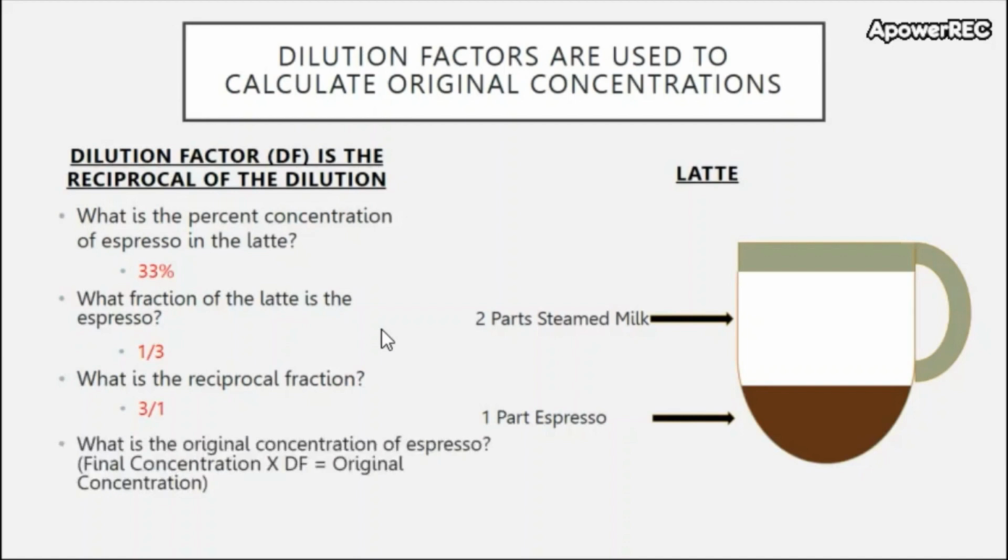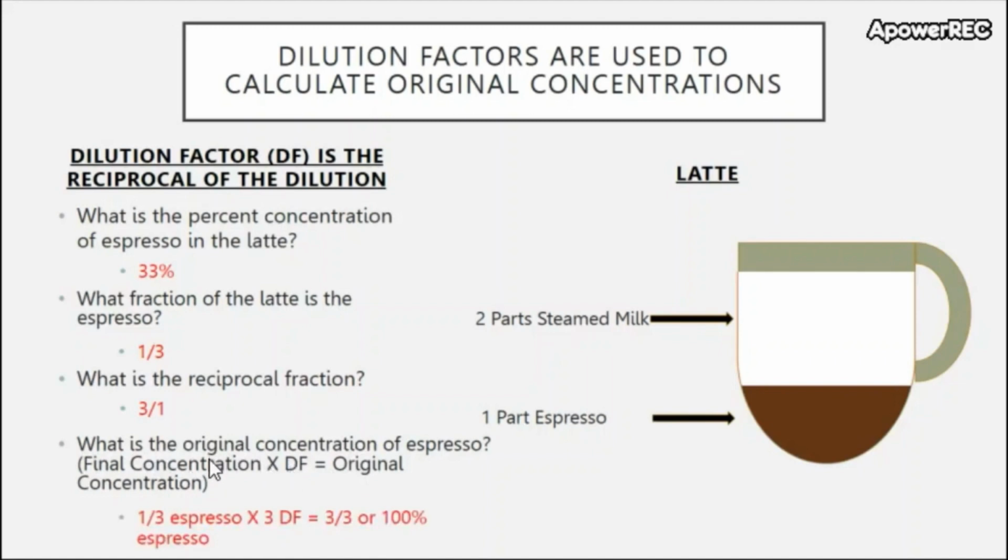So we can use this dilution factor to calculate the original concentration of the espresso. So what is the original concentration of espresso? So before it was made into a latte, what concentration was the espresso? Well, it was 100% espresso, right? And we poured it in that cup. We added 2 parts steamed milk. So the formula for calculating the original concentration is the final concentration times the dilution factor.